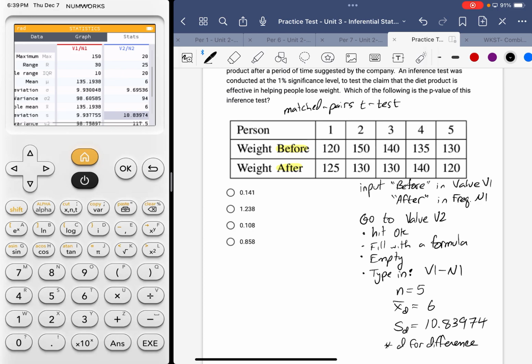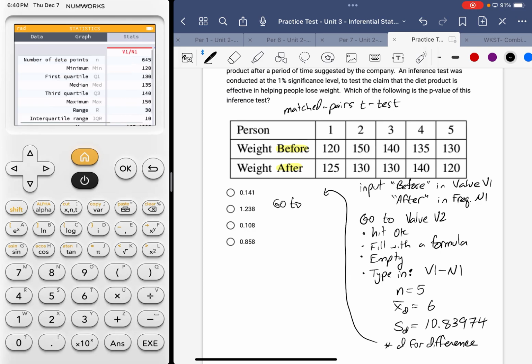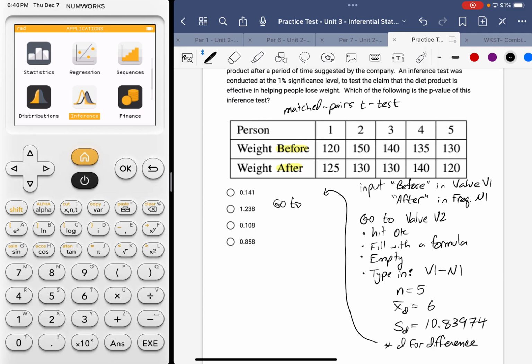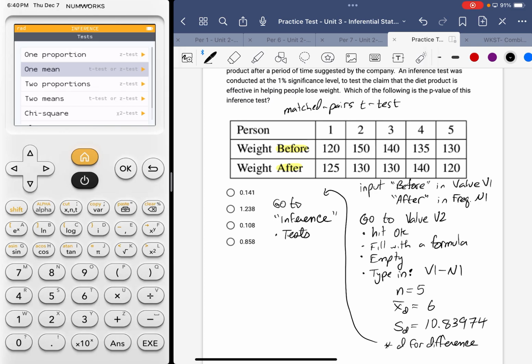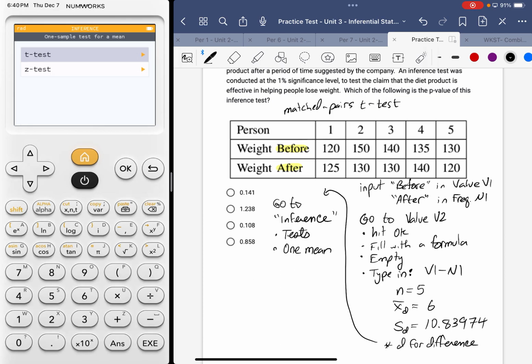That's all the background work that needs to happen before we could actually use the inference app. I'm going to do it here. So go to inference. So you see that as an app. Tests. One mean. T-test.